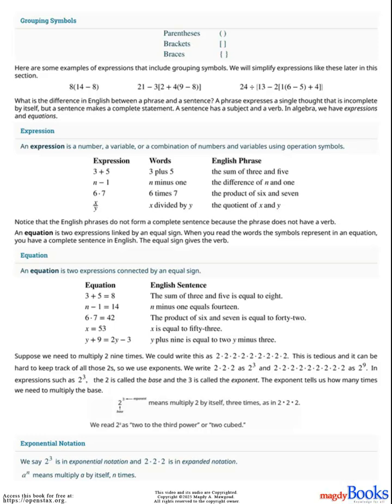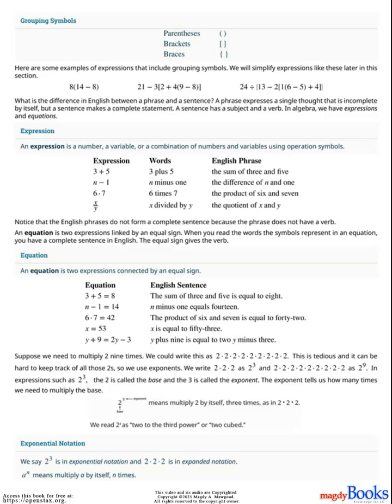An equation is two expressions linked by an equal sign. When you read the words the symbols represent in an equation, you have a complete sentence in English. The equal sign gives the verb. Equation: an equation is two expressions connected by an equal sign.